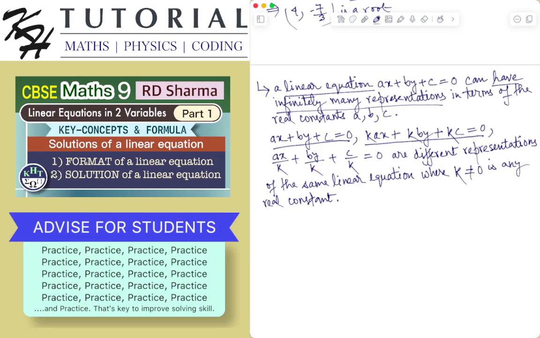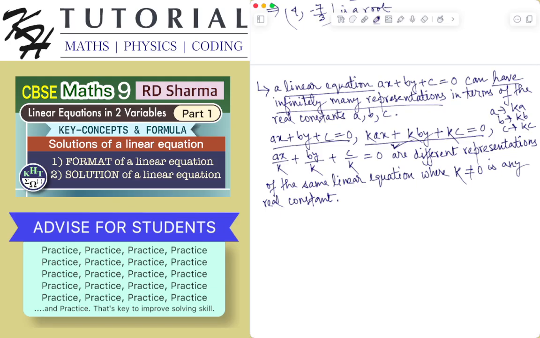So for this linear equation, a has been transformed to ka, b is actually kb, and c is actually kc, which are not the same. They are different, but it is still the same linear equation. That is, it will give the same set of solutions or roots.